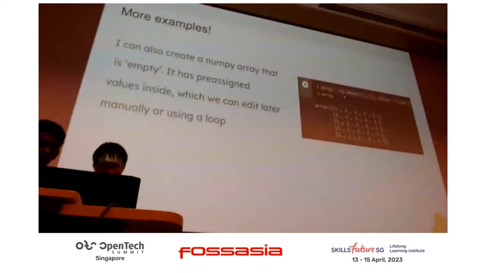Numpy.empty is also similar. I set the tuple here as 5, 5, then there'll be 5 rows, 5 columns, and there'll be a data type equal to float, and it will just give you values inside the numpy array. Sometimes it works similar to numpy.ones, sometimes it doesn't, but in this case it does.